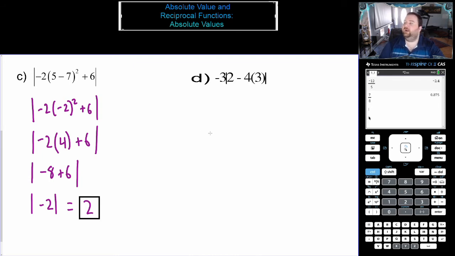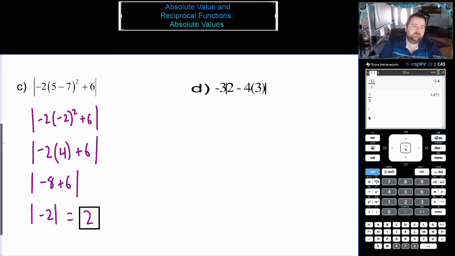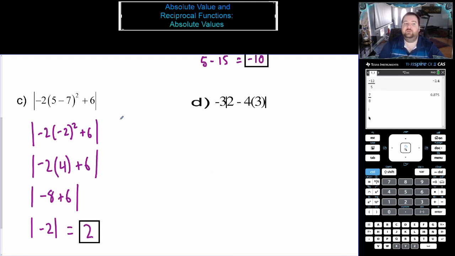So there is our answer for the last one. Now I hope you're starting to see, as long as you follow the rules of BEDMAS, you do them in the order of operations that math has laid out, you will always find the right answer. So again, we're going to have these brackets, right? And I know they're absolute value, they're how we write absolute values, but you treat them like brackets. So we're going to go inside here first.